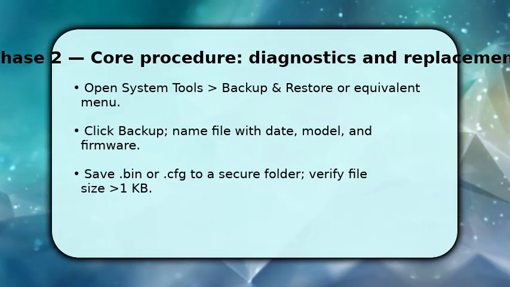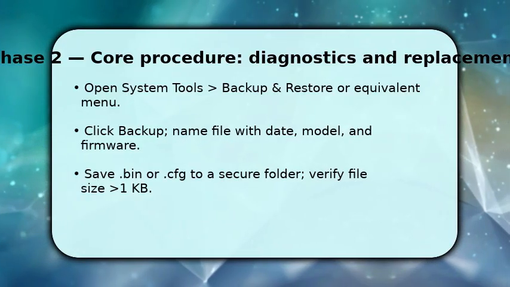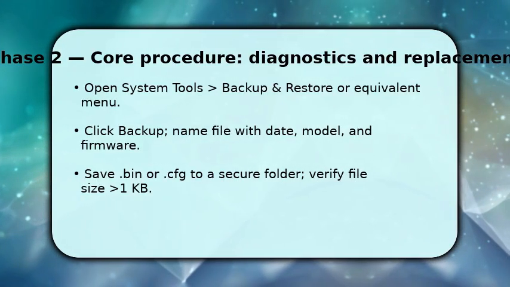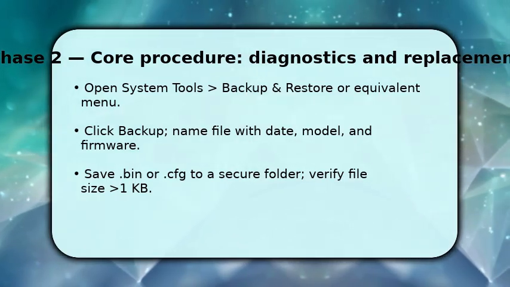Name the file with the router model and date so you can track versions, and save the bin or CFG file to a known folder. Make sure the saved file is non-zero size. This confirms the export completed.